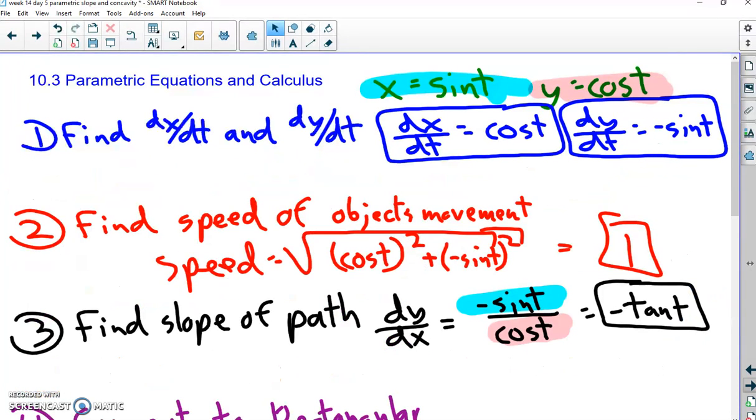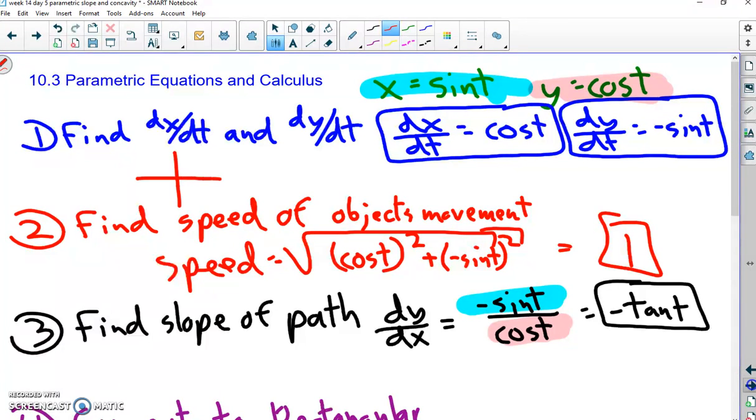Okay, so the derivatives on 1 are cosine of t and negative sine of t. Then the speed is the square root of cosine squared plus sine squared, which is 1. Again, I told you 1, 2, and 3 are going to be in terms of time. And it's kind of cool that number 2 has no time in it. It's constant. And I'll tell you why it's constant.